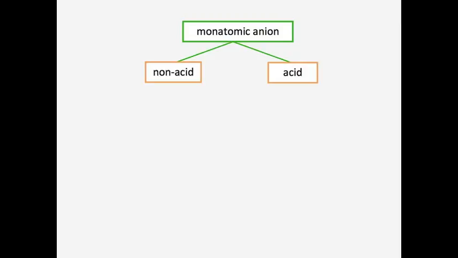There are two categories of ionic compounds that contain monatomic anions, those that are acidic and those that are not. Let's start with compounds that are not acidic. First, we write the name of the cation. You do not alter this name in any way. Usually, the cation is a metal, such as sodium, potassium, or calcium.